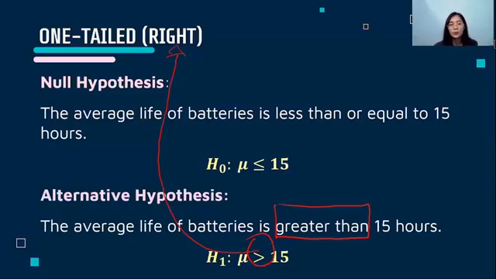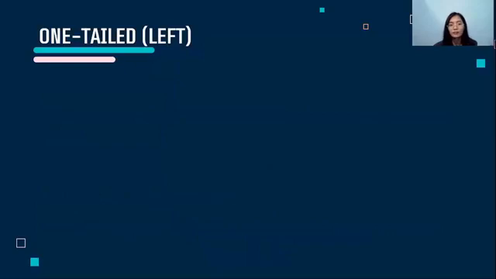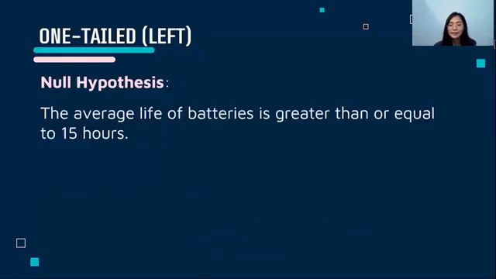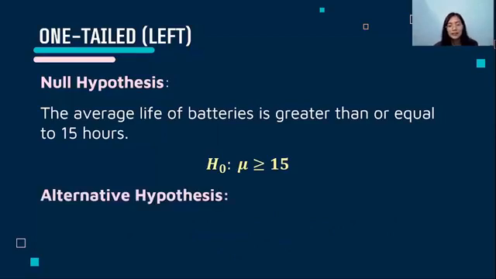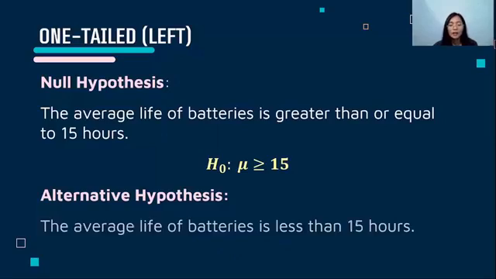Now let's proceed to the one tail to the left. For the null hypothesis, the average life of batteries is greater than or equal to 15 hours, or in symbols, mu is greater than or equal to 15. And for our alternative hypothesis, let's just contradict our null. The average life of batteries is less than 15 hours, or in symbols, mu is less than 15.